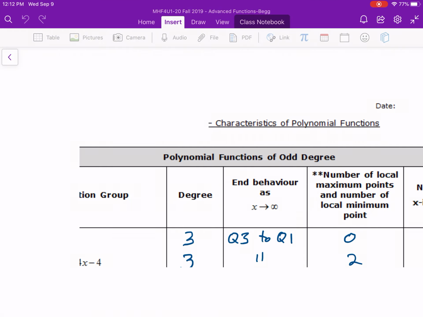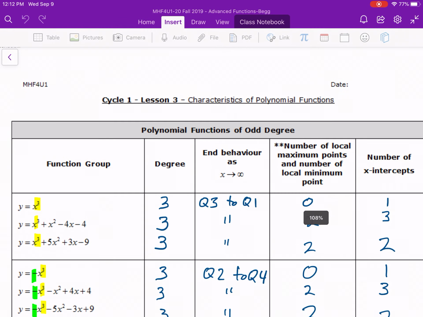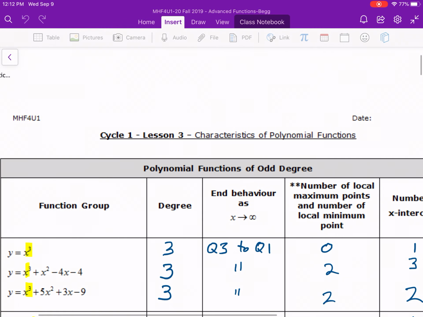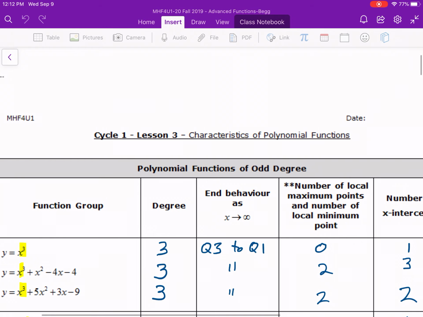All right, so try to keep that in mind as we go back and look at what goes in this table. These are all degree 3, meaning that the highest exponent for every one of these is 3. And the end behavior, as I pointed out, for every one of them goes from quadrant 3 to quadrant 1. Now, here's something that we haven't talked about yet: number of local maximum points and number of local minimum points. Actually, I'm not going to differentiate between local and absolute. I'm just going to look at the total number of max and min points.